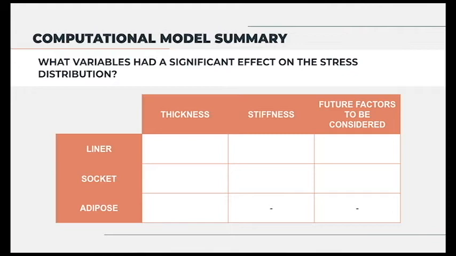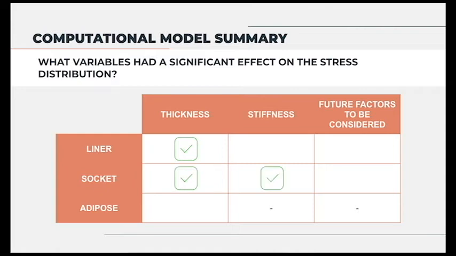After collating all of our results, we were able to finalise our answer to the question, what variables had significant effect on the stress distribution? It was evident that the thicker the liner, the lower the maximum stress at the interface. Altering the stiffness of the liner did not show a significant effect, though we expect that coupling these two factors may amplify both of these effects.